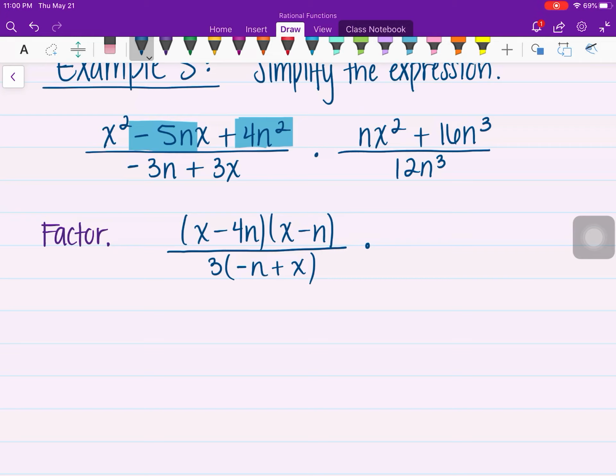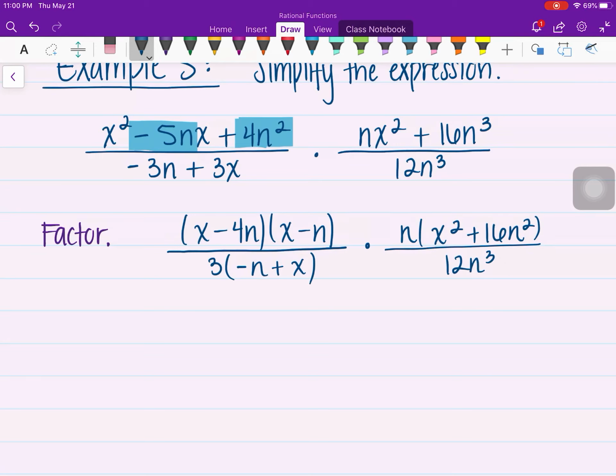Moving on to the next one, we have nx squared plus 16n cubed. The only thing we could factor from those two would be one of the n's, and we're left with x squared plus 16n squared. And all of this is over 12n cubed. So let's take a look at what we could probably eliminate.